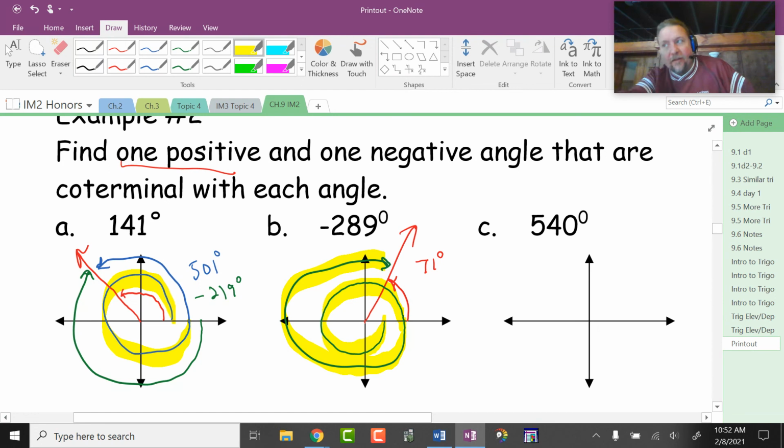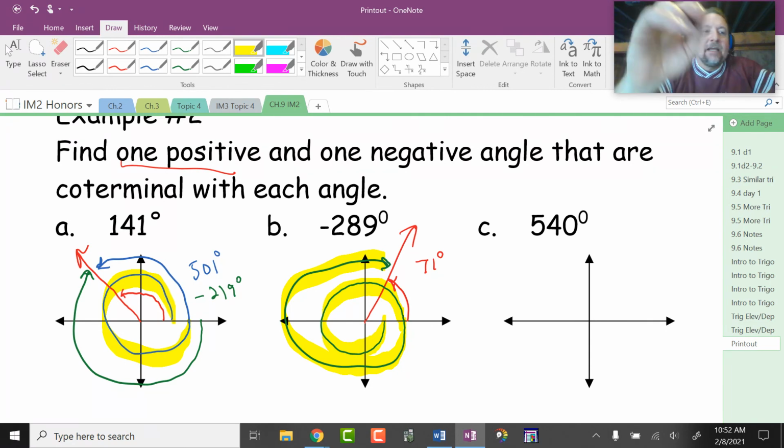Negative 360 plus 289. Negative, because I went negative again. So negative 360 plus negative 289. Okay, we got to get this.